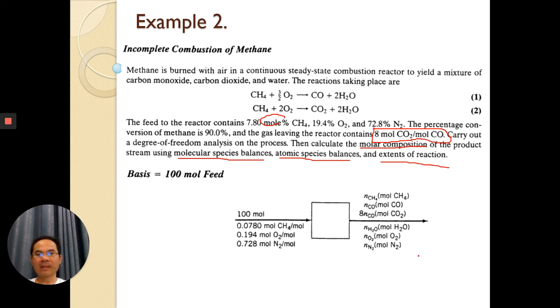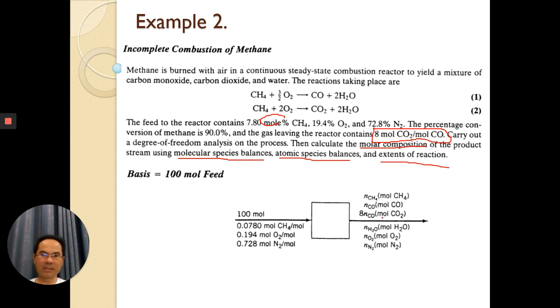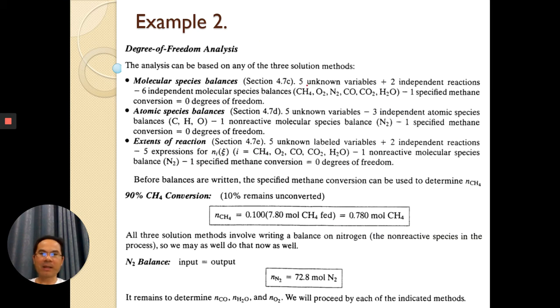Then you have to do the degree of freedom analysis. We separate it into three cases, first based on molecular species balance. The first step, we have to count the number of unknowns. We have N methane, N CO, N water, N oxygen, N nitrogen: 1, 2, 3, 4, 5 unknowns. The two reactions are independent. The total is 5 plus 2, that's 7 unknowns, minus the independent molecular species balances.